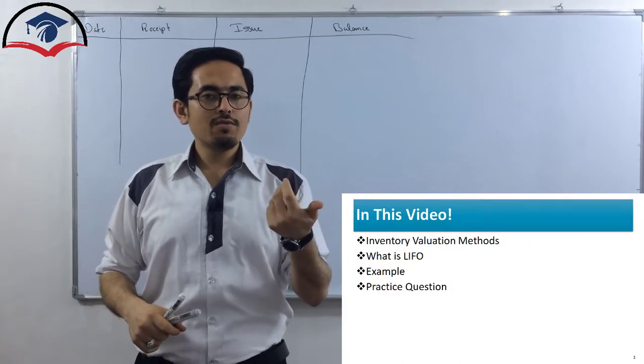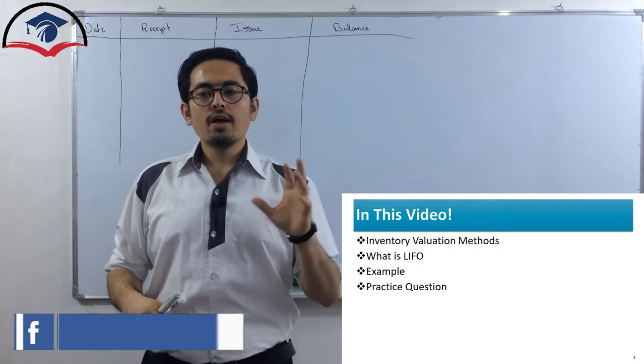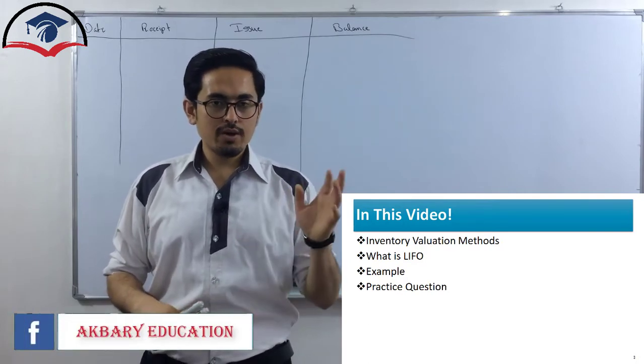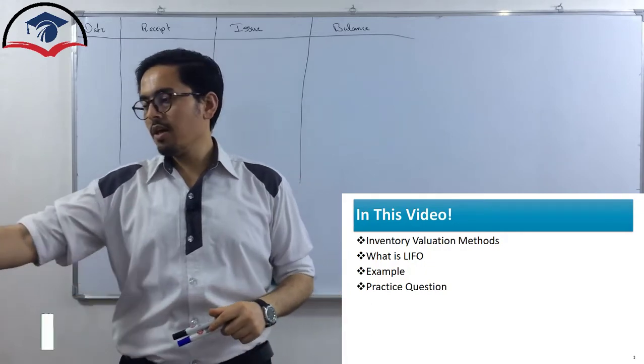We're gonna cover last in, first out, which is a method for inventory valuation. Let's go directly to what is in this video. We have the inventory valuation methods which are now generally accepted. What is LIFO? We're gonna discuss LIFO. There will be an example and a practice question.